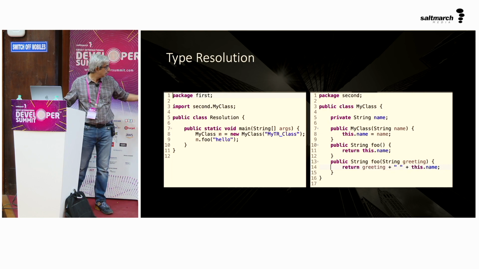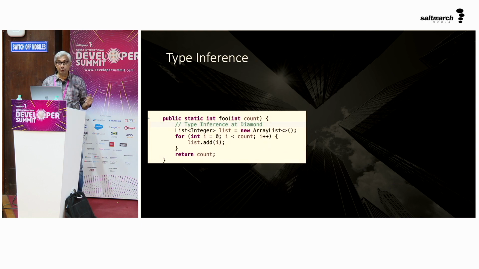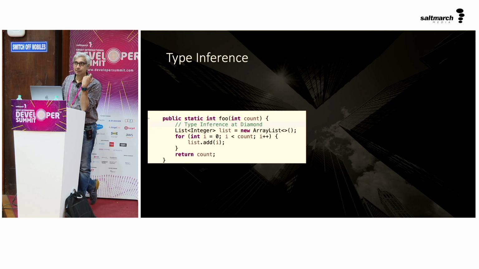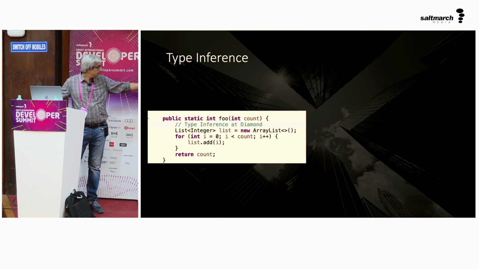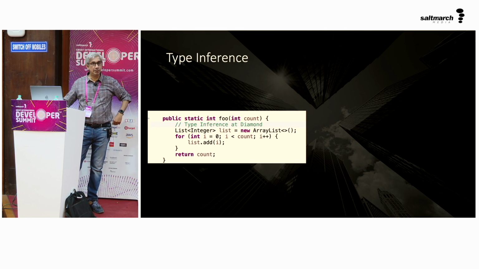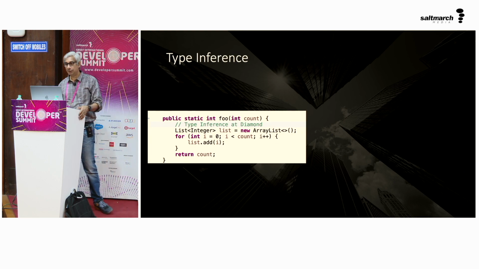I think I'll just leave it at this. Type inference. We provided the type earlier. Here, in one place we are not providing a type. What place is that? The diamond operator. So with type inference, the compiler has to figure out what exactly the type is, because there is no type there. Where is it? In the new ArrayList, right?